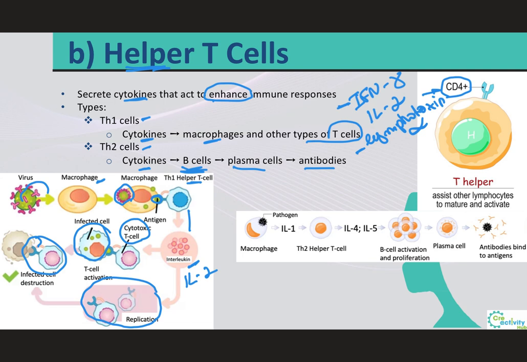So you're going to have a pathogen, in this case can be a virus, that will be grabbed by the macrophage, which will then release interleukin 1, which will recruit the Th2 helper T cells to secrete interleukin 4 and interleukin 5, which will then activate the B cells to proliferate. And when you have more B cells, you're going to have more plasma cells, which are the ones that produce the antibodies. Therefore, you're going to have more antibodies circulating to be able to destroy these invading pathogens.